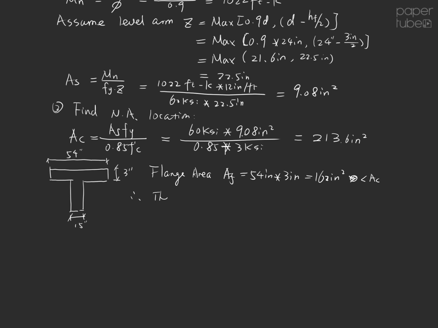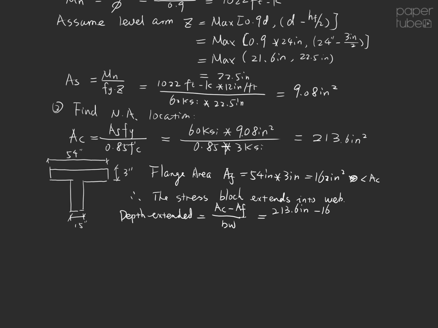Therefore, the stress block needs to be extended into the web. How much is it extended to? The depth that is extended can be calculated as your AC minus AF divided by BW, and that is 213.6 inch squared minus 162 inch squared divided by BW, which is 15 inch. That is 3.44 inch.